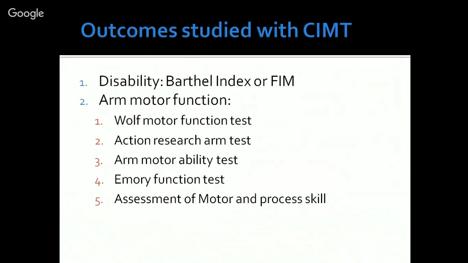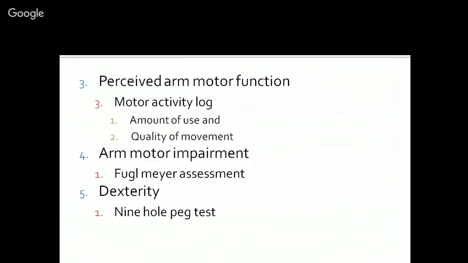Disability is tested using the Barthel index or FIM, where, as you all know, it looks into the level of independence a patient can gain after a particular intervention in their activities of daily living. Arm motor function predominantly looks into the ability of the person to lift and keep small objects, and is tested using multiple methods like Wolf Motor Function Test, Action Research Arm Test, etc. Perceived arm motor function is what the patient perceives, and the Motor Activity Log has been used, which checks how much the patient perceives that he is using the arm for his daily activities and what the quality of such movements is.